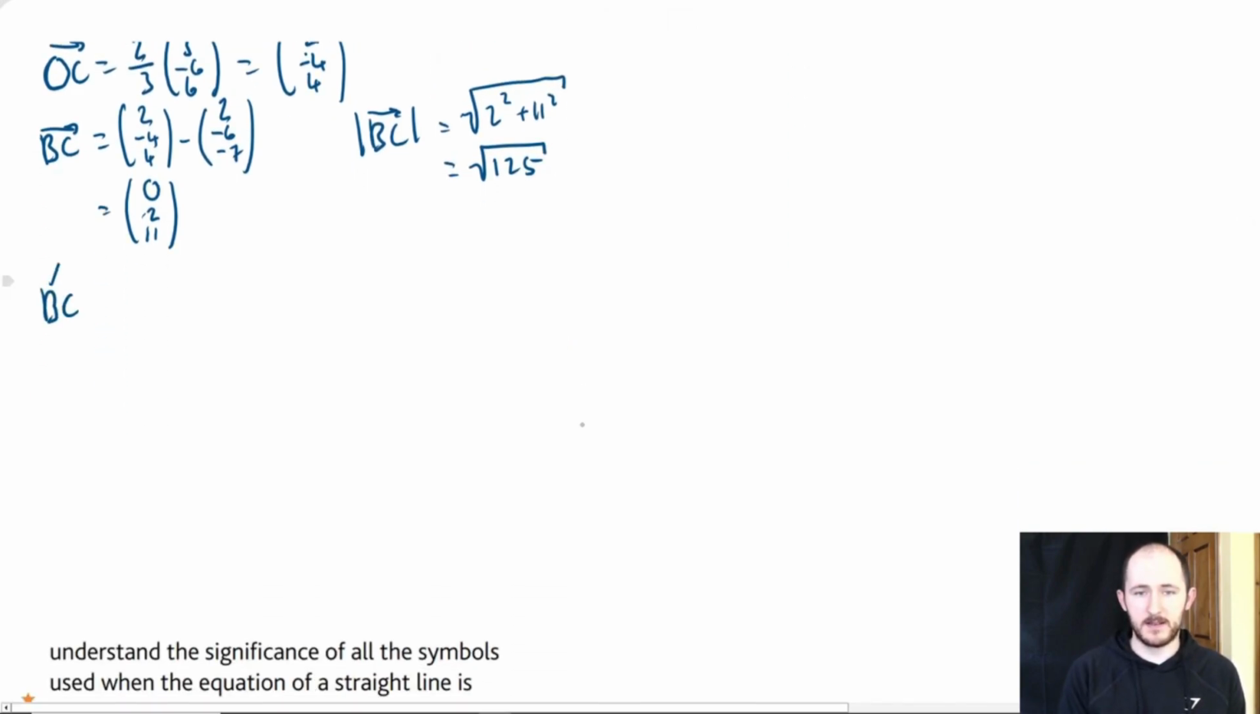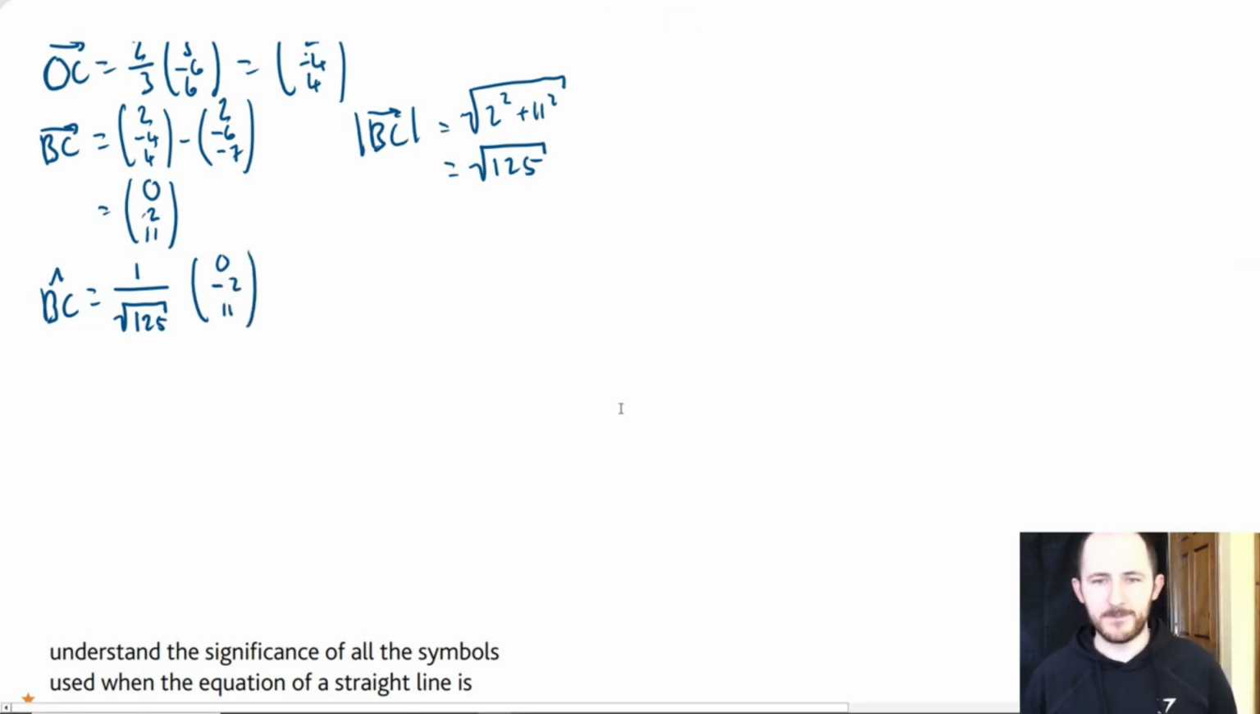So the unit vector of BC, again this is 4 marks, and we've done it pretty quickly, is you take the vector BC and you divide it by that. Considering we can't divide by square root of 125, I'm just going to leave it like this, as I mentioned in the previous question. Not bad.